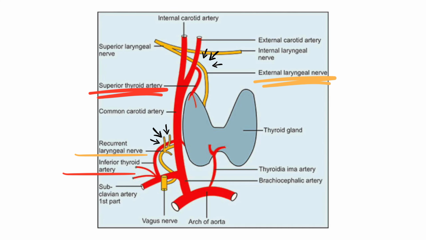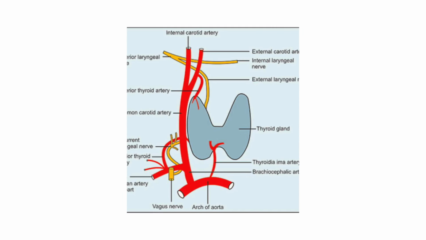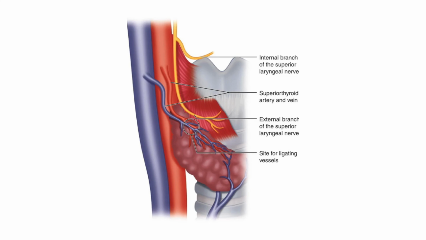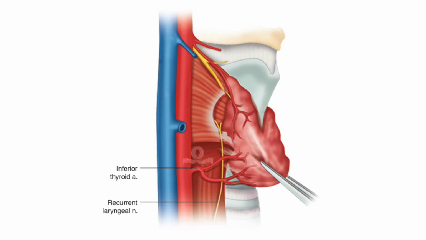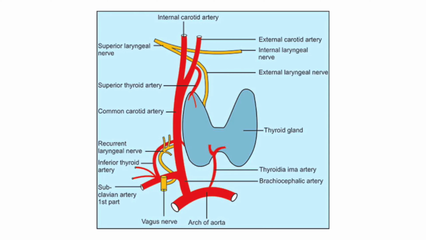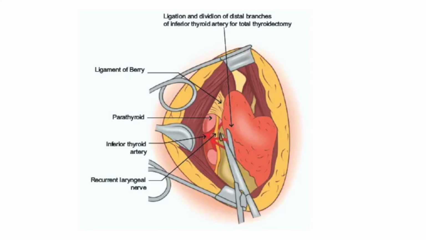So for your MCQ purpose, remember when they ask about ligation of these arteries during thyroidectomy, so superior thyroidal artery will be ligated close to the gland. Inferior thyroidal artery will be ligated away from the gland. So this is just for your MCQ purpose, but in practical surgical applications, remember that the inferior thyroidal artery is actually ligated at its terminal branches.